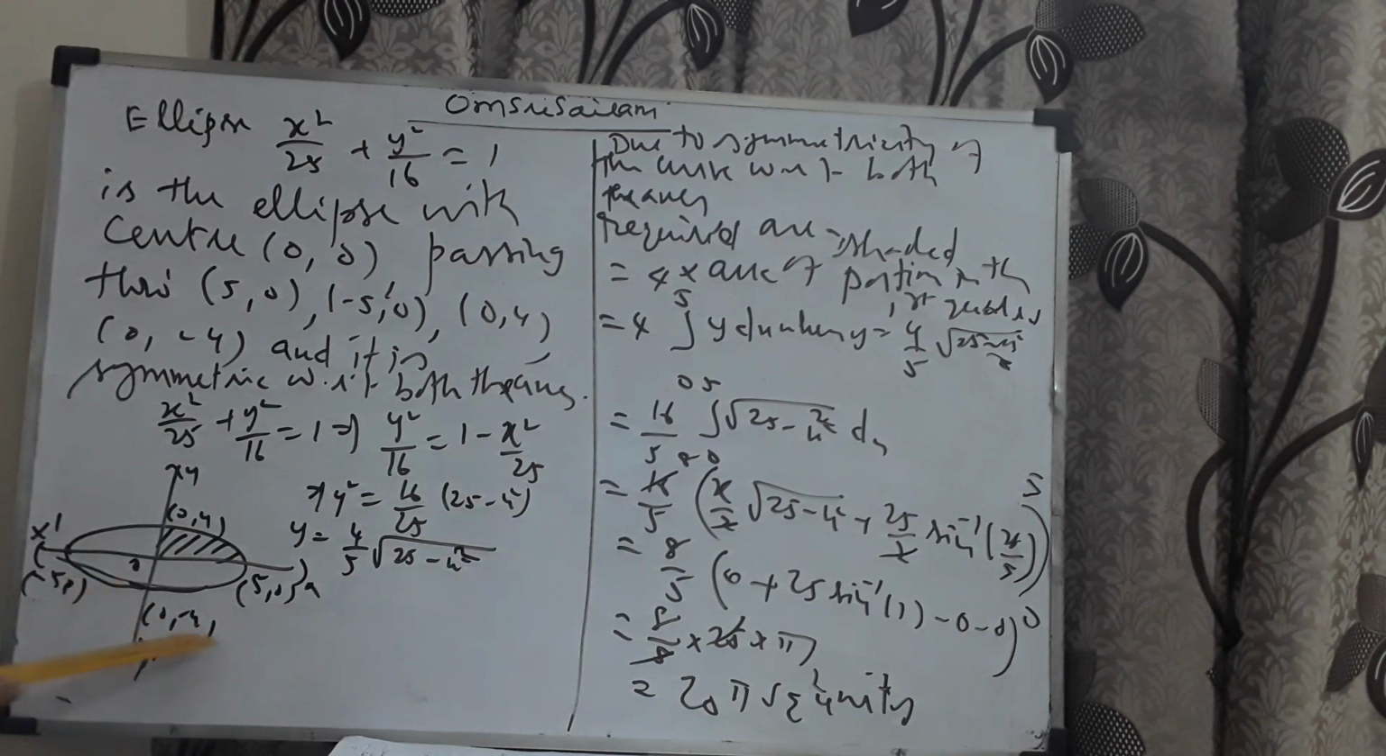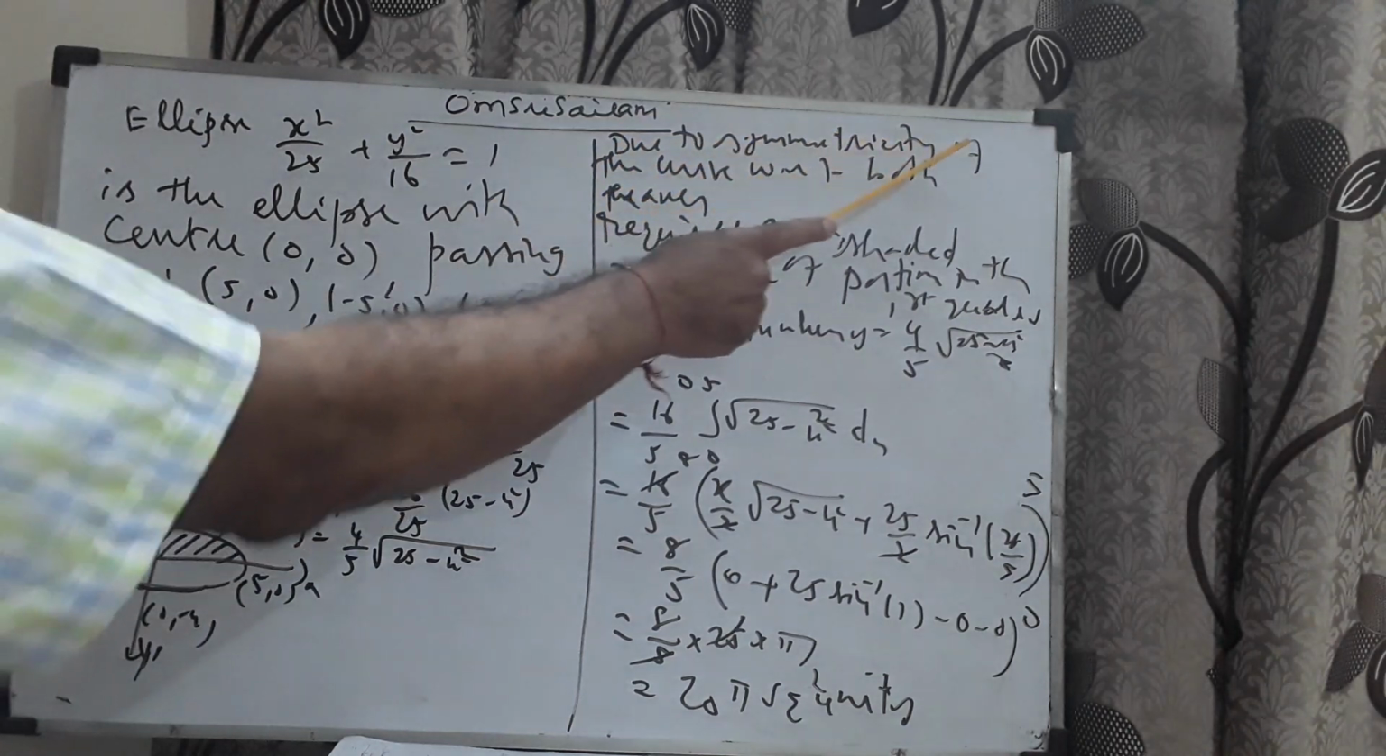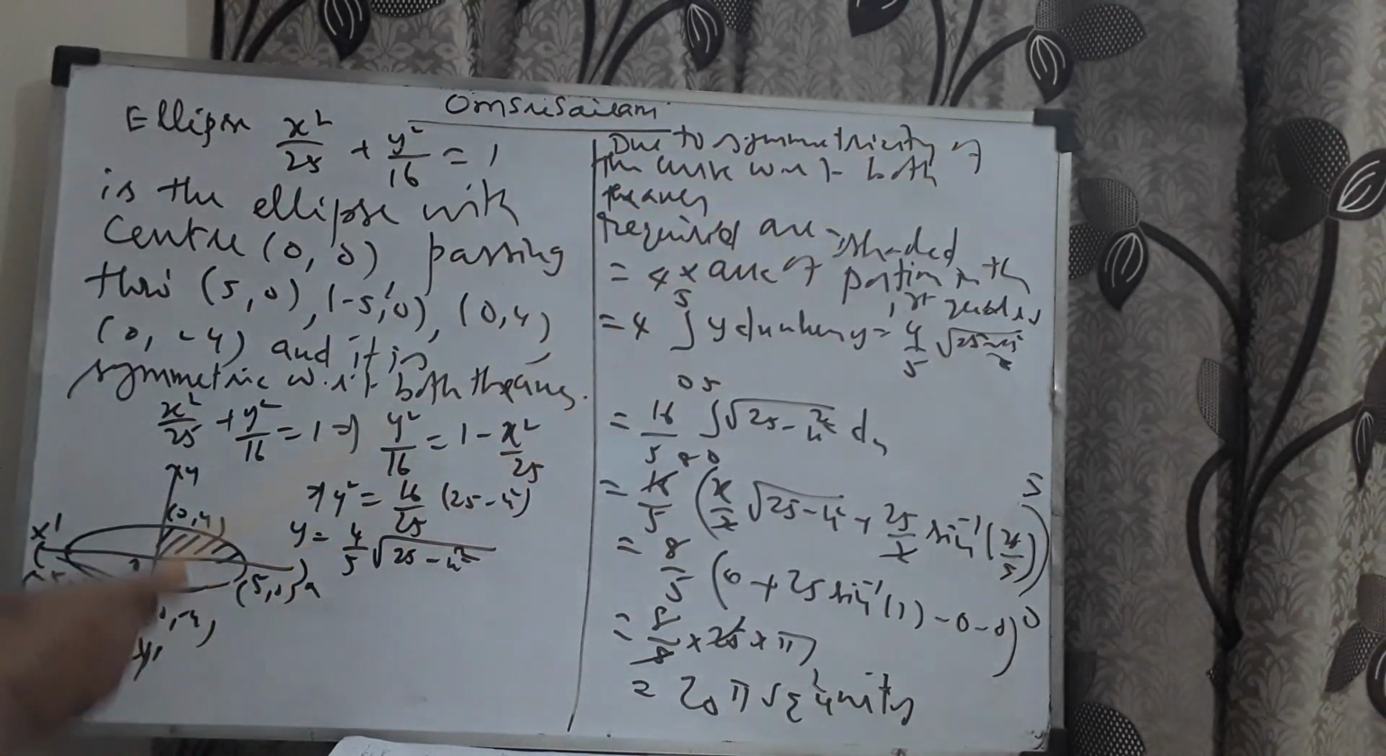It should be rough, but at the same time it should be meaningful. Okay, symmetricity should be justified while you draw the diagram. Now, due to symmetricity of the curve with respect to both axes, the area covered here is the same as area covered in all the remaining 3 quadrants.